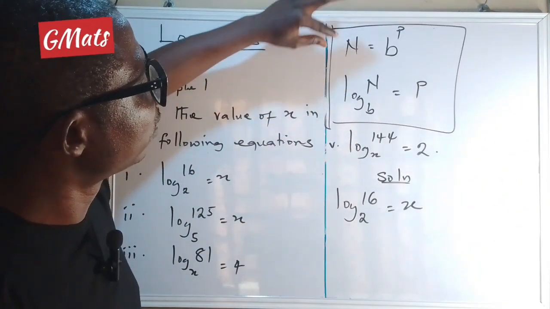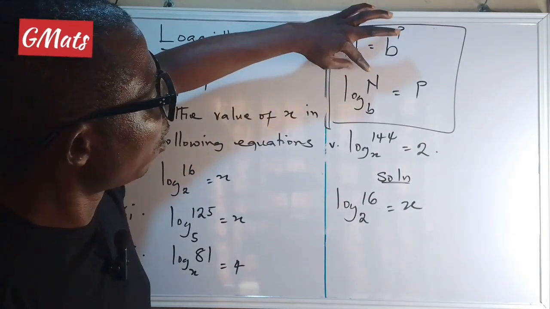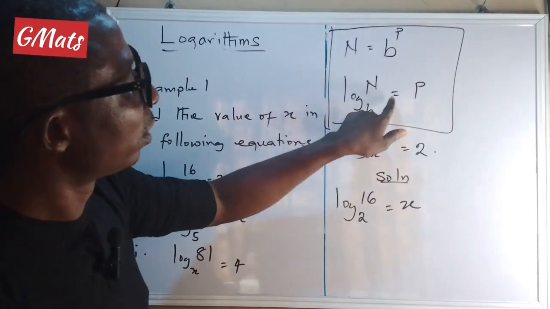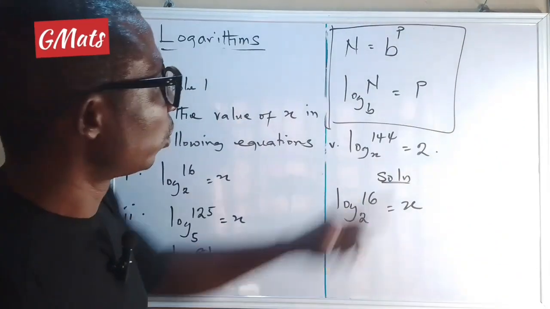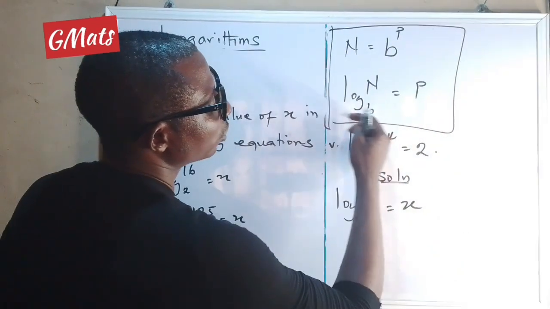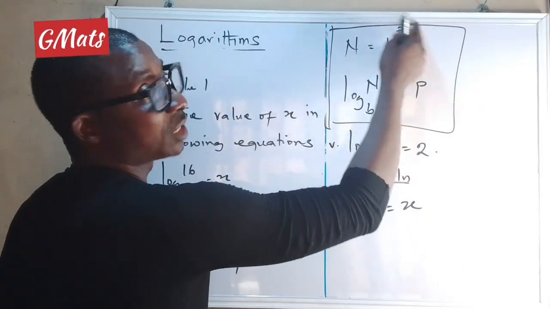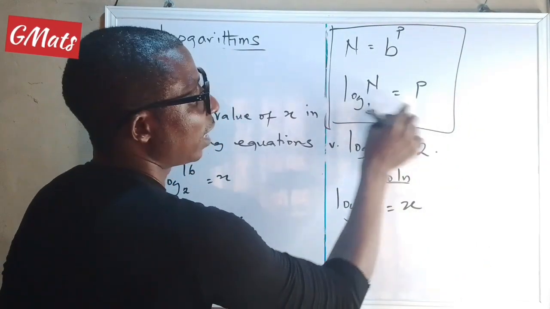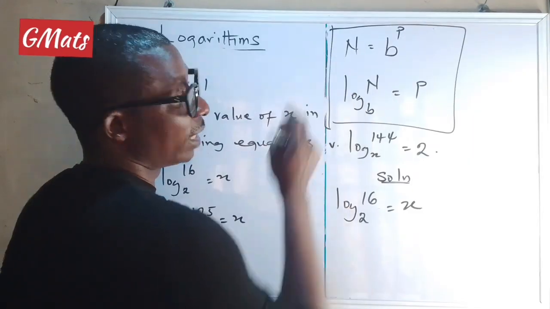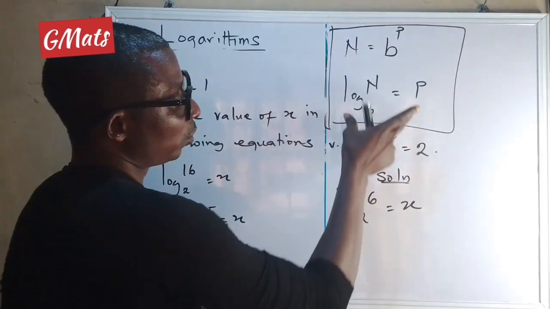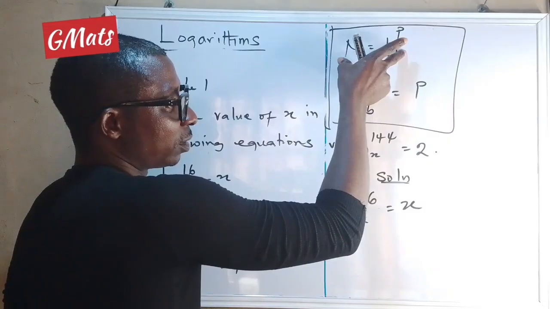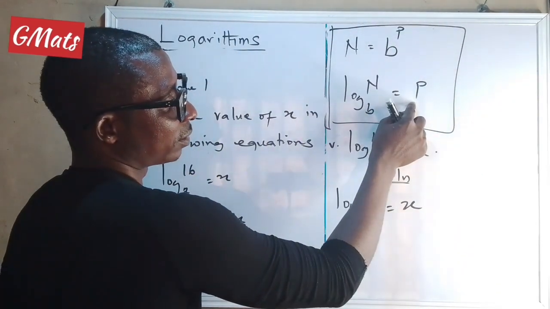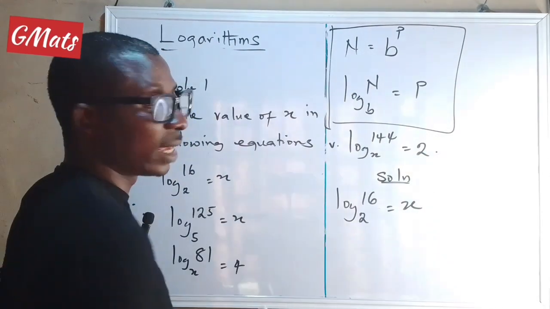Now when you have a logarithm of n to base b, the answer is p. So now you can change this logarithmic equation back to the initial equation. So all you just need to do is this base, move it down here, take away the log, and you write the n. Hope you get that. So this can be changed to this by taking away this log. This base we have here, bring it here, and the n, you write n alone.